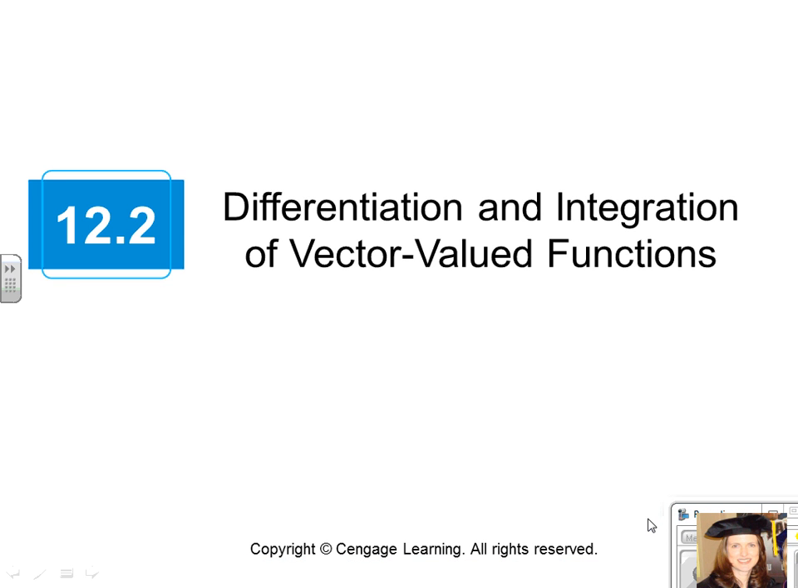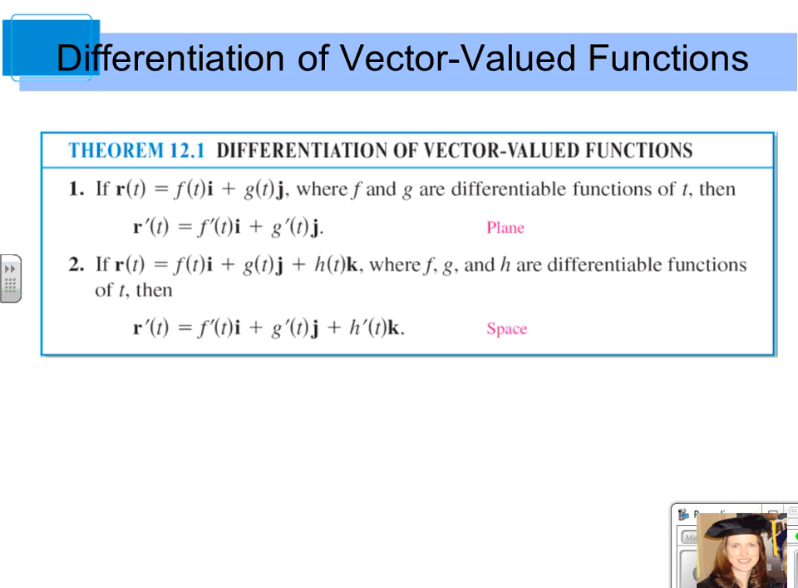Chapter 12, Section 2 is on differentiation and integration of vector-valued functions. Theorem 12.1 is the differentiation of vector-valued functions. If r of t is your vector-valued function with components i and j, or f of t and g of t are the functions of t, then r prime of t is found by simply taking the derivative of each of those differentiable functions for each component.